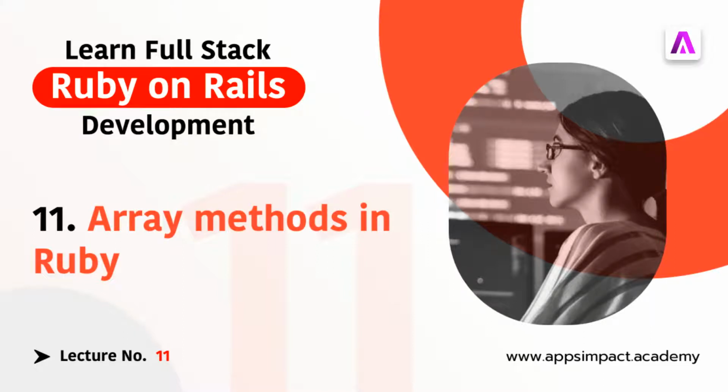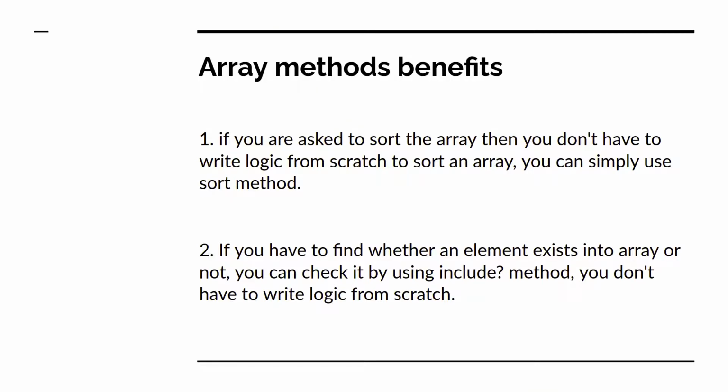There are a lot of useful methods for arrays provided by Ruby which help in writing faster programs, code blocks or methods. For example, let's consider the benefits of array methods. If you are asked to sort an array, then you don't have to write logic from scratch to sort that array. You can simply use the sort method. Okay, the Ruby array provides a sort method to sort an array.